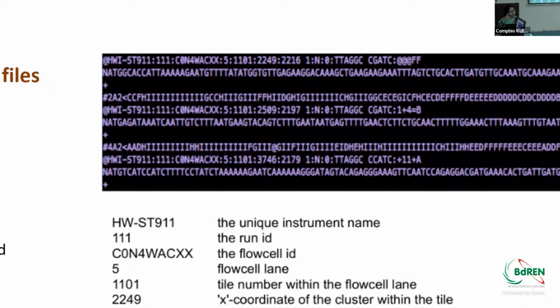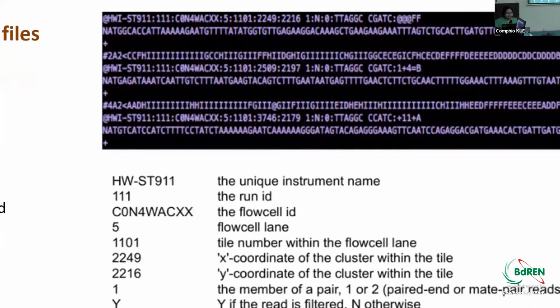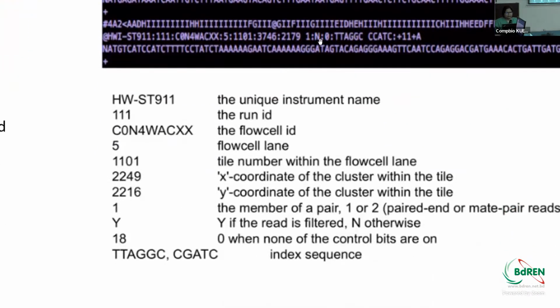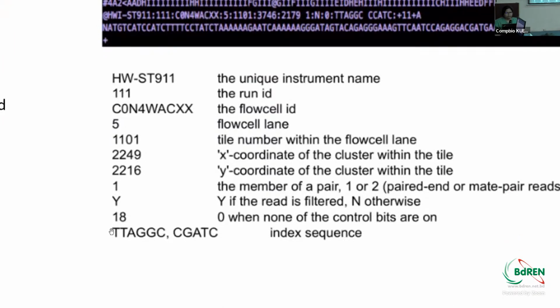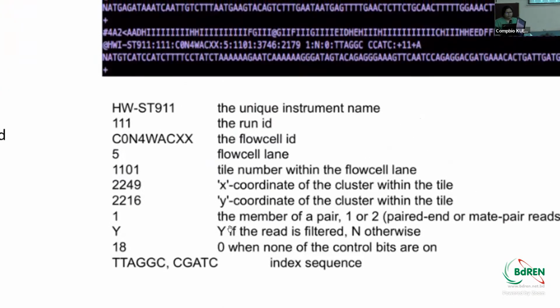We can have 2 types. If we are sequencing paired-end reads, then number 1 is the first read of the pair and number 2 is the second. And then we see N, it can be Y also. Y if the read is filtered, N if it is not. So after we filter the FASTQ sequence, you might observe whether it is still N or Y there.